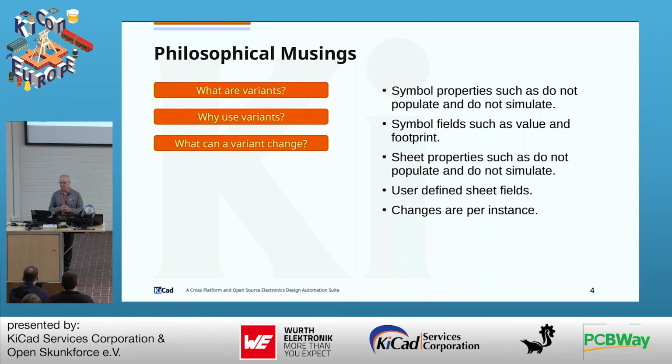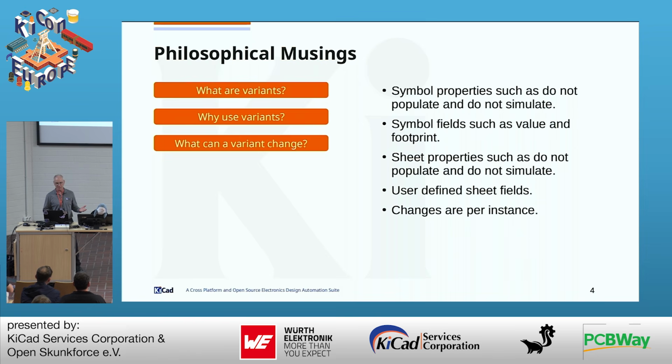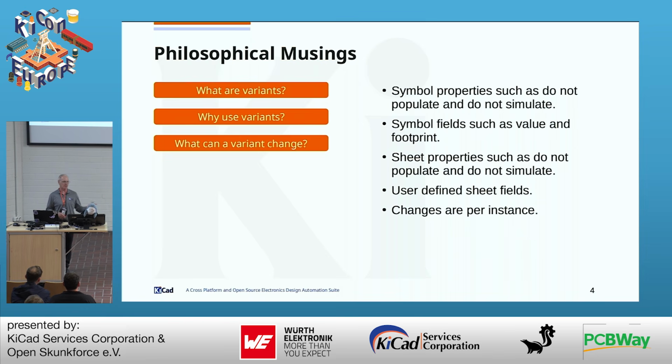So what can you change? You can change properties such as do not populate and do not simulate. Those are properties that apply to both sheets and symbols, right? So that can be varianted. Symbol fields like the value field, footprint field, any user-defined fields, you will be able to create variants of. Sheet properties such as do not populate and do not simulate, those are also variants. User-defined sheet fields are variants. Changes are per instance.